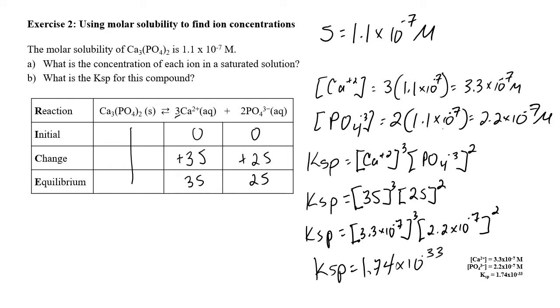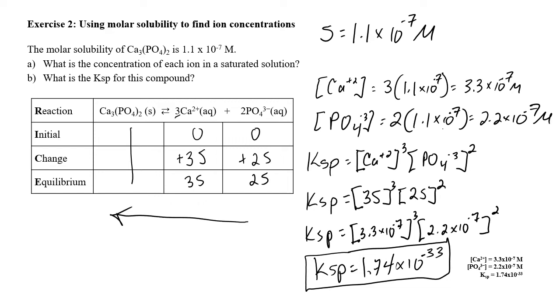What does the magnitude of that value tell you about the solubility? That's way less than 1, which means equilibrium lies far to the left. There's very little aqueous ions in solution. So this is a very, very slightly soluble salt.